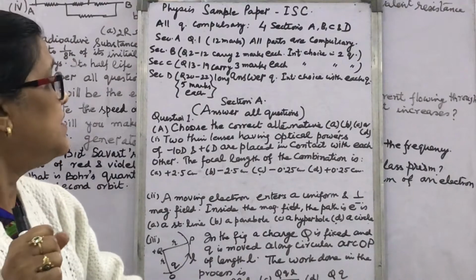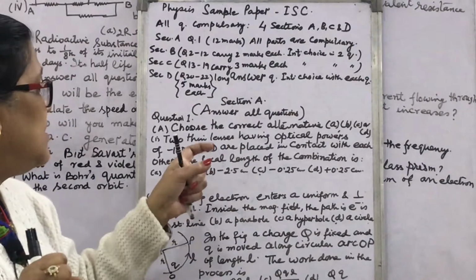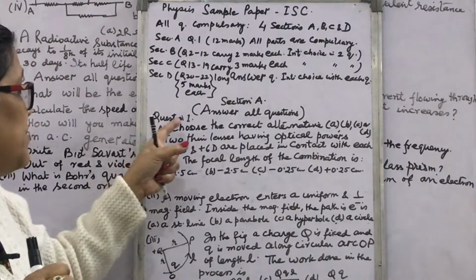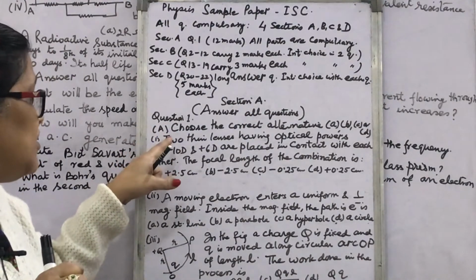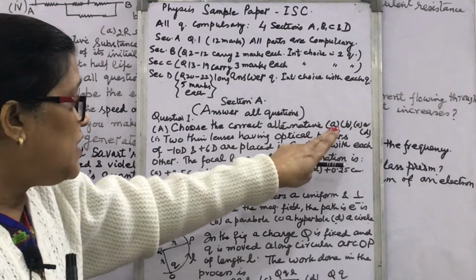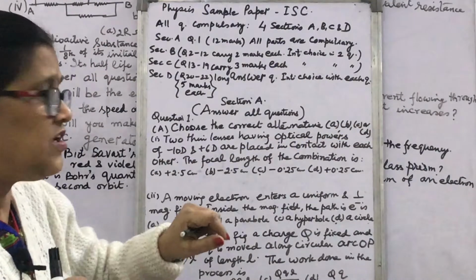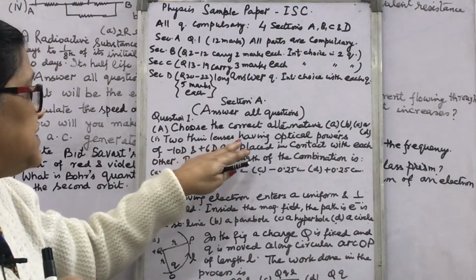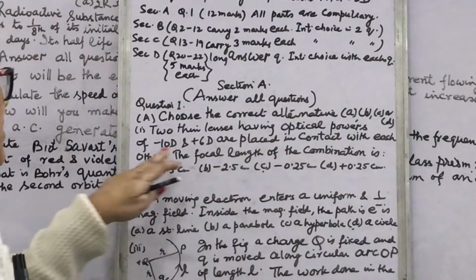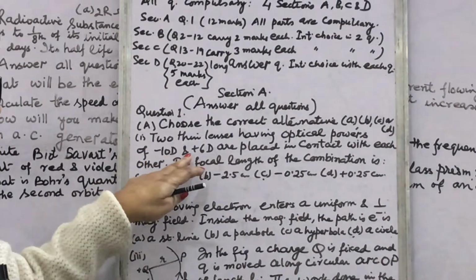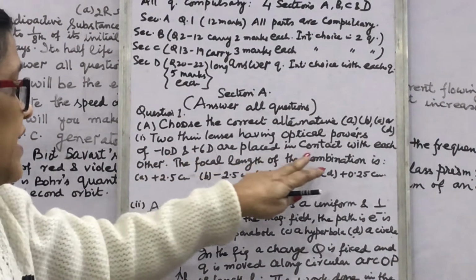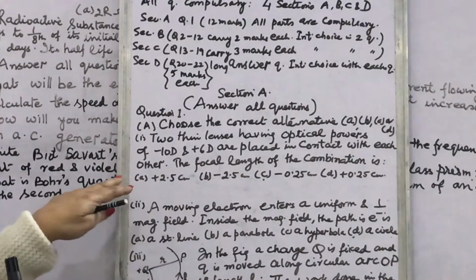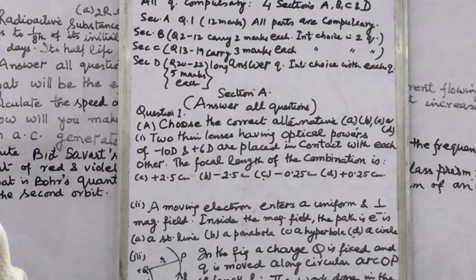Let's start with section A. You have to answer all the questions. Question number 1, part A: choose the correct alternative A, B, C or D. First question: 2 thin convex lenses having optical powers of -10D and +6D are placed in contact with each other. The focal length of the combination is, out of these 4 options you have to select.